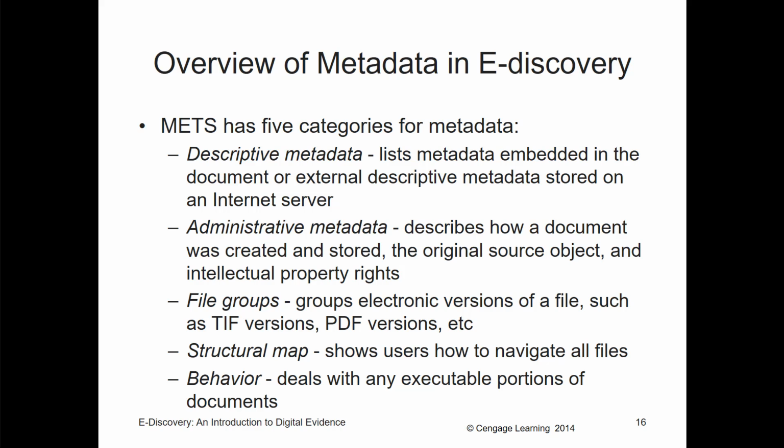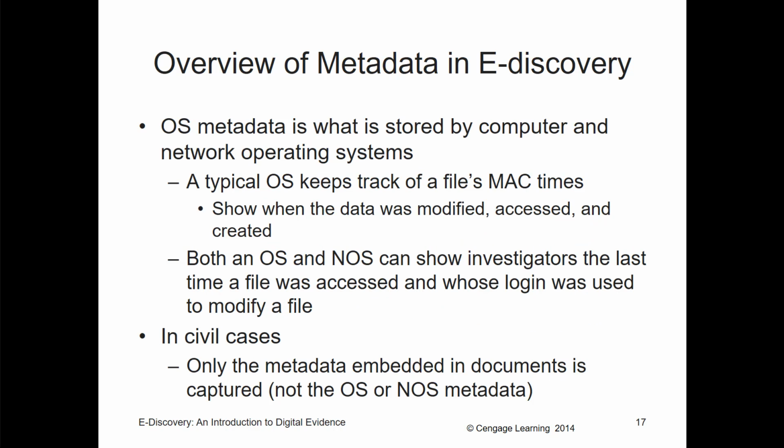Administrative metadata describes how a document was created and stored, the original source object, and intellectual property rights. Descriptive metadata lists the metadata embedded in the document or external descriptive metadata stored on the internet server. OS metadata is what is stored by the computer and the network operating systems. Typically, the OS will keep track of things like the MAC times and dates: MAC being modified, accessed, and created, showing when the data was modified, accessed, and created.